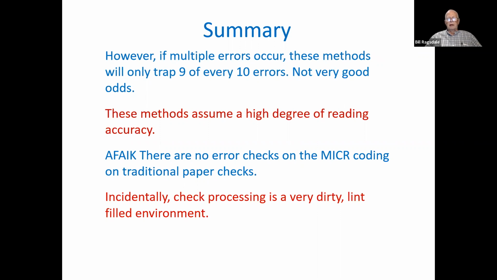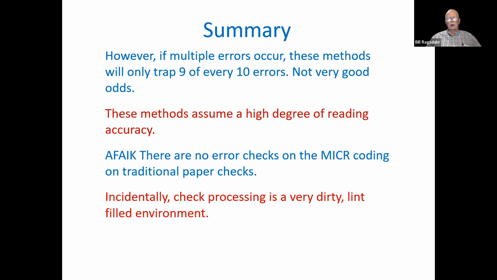However, if multiple errors occur, imagine such as a transposition and a digit change, this checksum will only trap 9 out of 10 errors. In other words, there is one error code that is correct, and there are 9 that would reveal an error. So we only trap about 9 out of 10 errors, possibly a little bit less than that. In data processing, that really isn't very good, but since these methods are assuming there's a high degree of reading accuracy, we're only trying to catch the exceptional case.